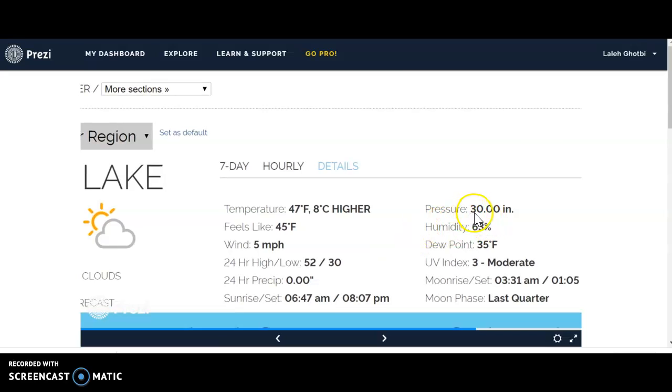Air pressure is 30 inches, which is a high pressure air pressure, so we expect fair weather. Humidity is much higher than the one that we observed at the beginning of the lesson. It was 35%, I believe. This humidity is above half or 50%.